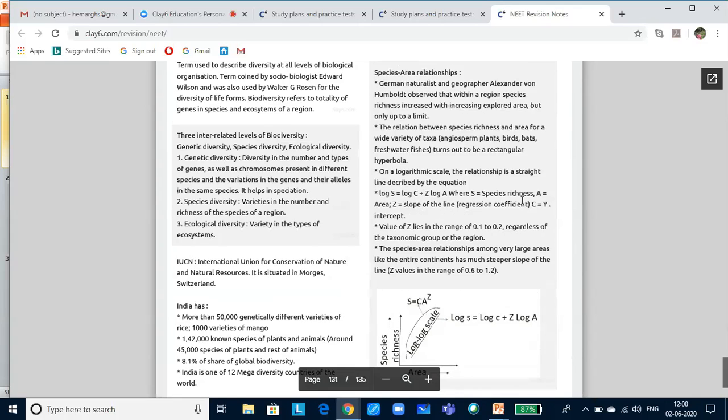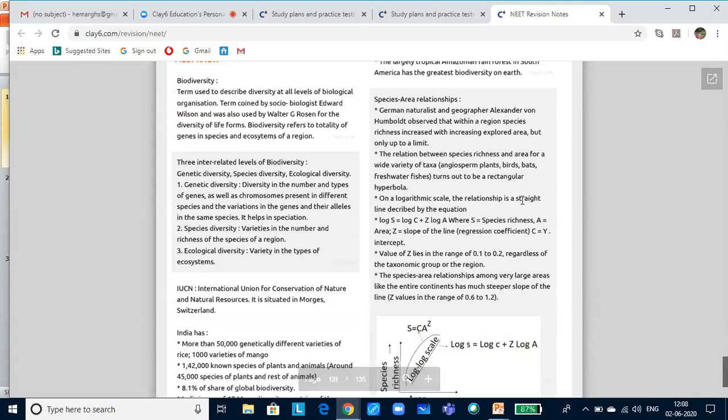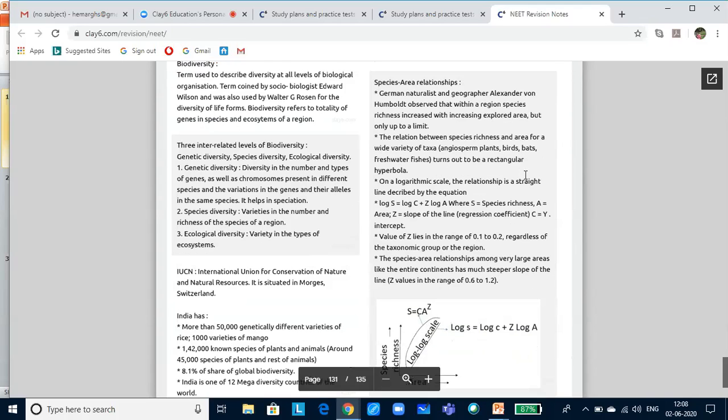Now let us look into the species-area relationship. German naturalist and geographer Alexander von Humboldt observed that within a region, species richness increased with increasing explored area, but only up to a limit. The relationship between species richness and area for a wide variety of taxa like angiosperms, plants, birds, bats, and freshwater fishes turns out to be a rectangular hyperbola.